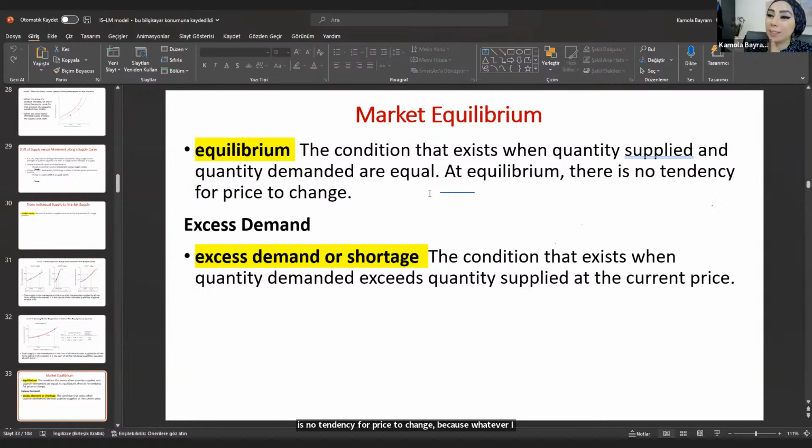It is like an ideal point. Excess demand. Now, what will happen if people demand more than is supplied? So it means there is production of one good, but demand for that good is higher compared to the supply of that good. So what will happen in this case? We are talking about the shortage.